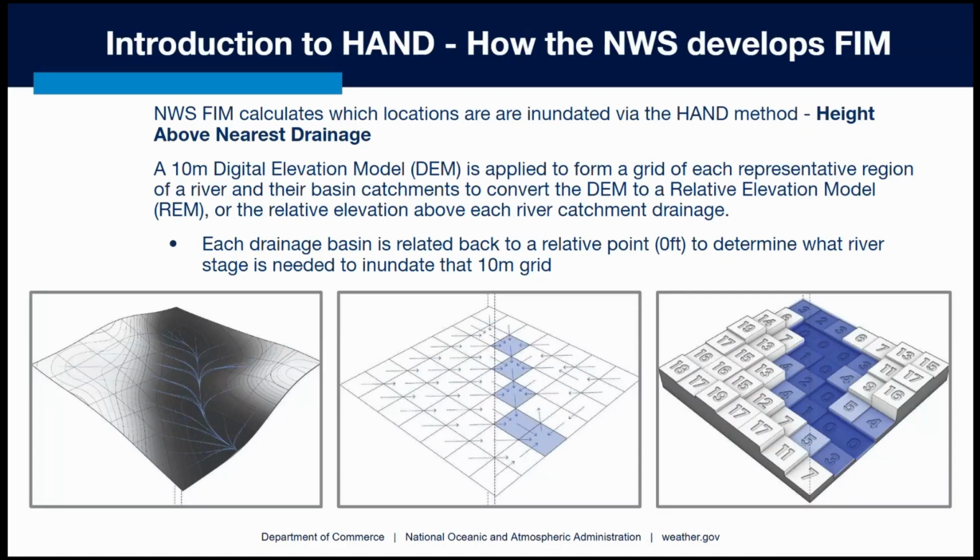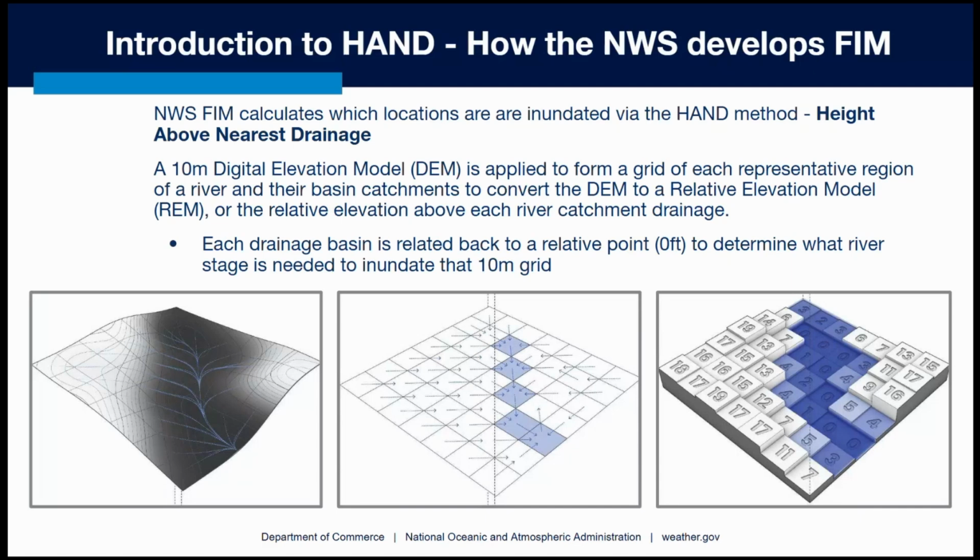How do we go about modeling where the water will go? We use this method called HAND. It stands for height above nearest drainage. And those three images are kind of cool. They depict how we use 10-meter grid cells and divide up a known area and show as the river rises what will become inundated. So it's a 10-meter digital elevation model that we're using.